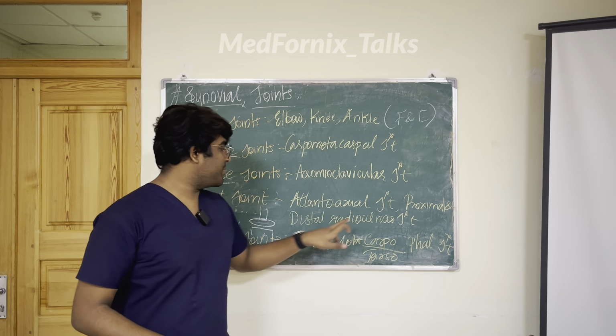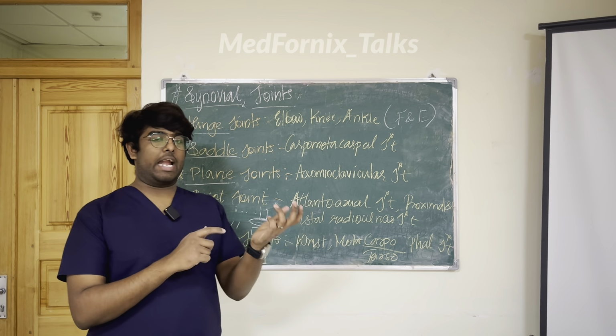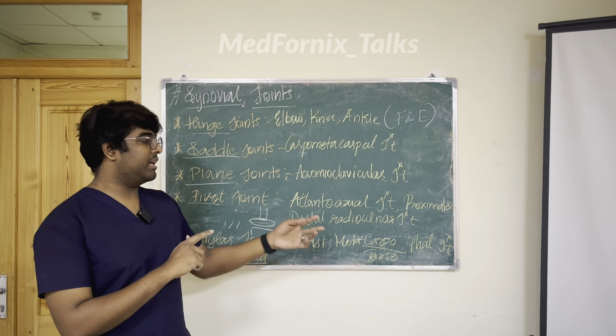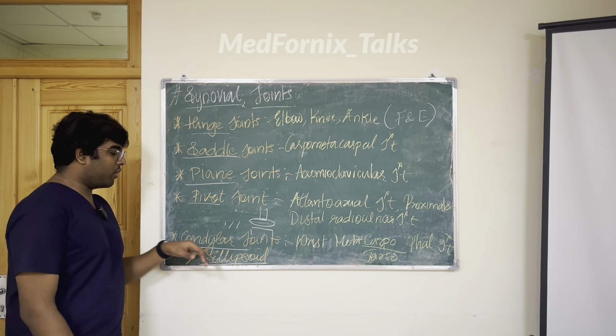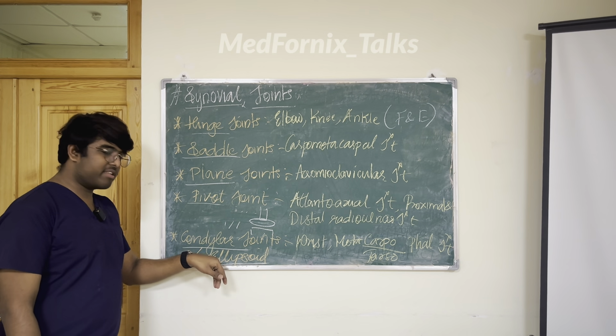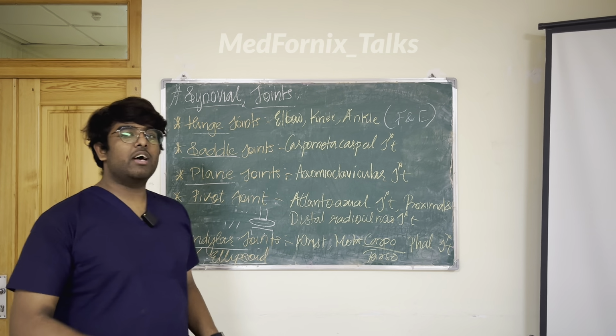So next one is proximal and distal radioulnar joint. In the radius and ulna, there are proximal and distal radioulnar joints. There we can see the pivot joint. Next one is condylar joint, which is also known as ellipsoid joint. These joints are found in the wrist.